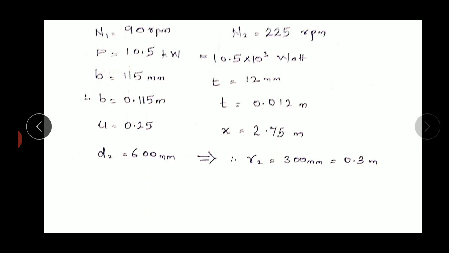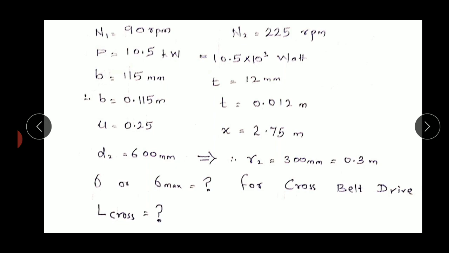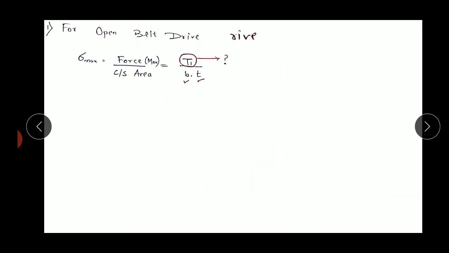And now what we need to find is the maximum stress, sigma max. Stress has been asked, so basically it is expected that you will find the maximum stress in the belt drive. So sigma max for the cross belt drive we have to find. Also we have to find the length of the cross belt. So for the belt drive, what is the data given? What has been asked is the maximum stress.